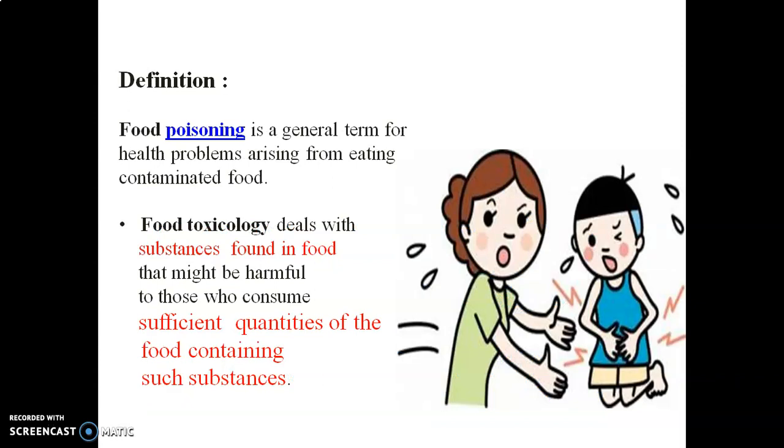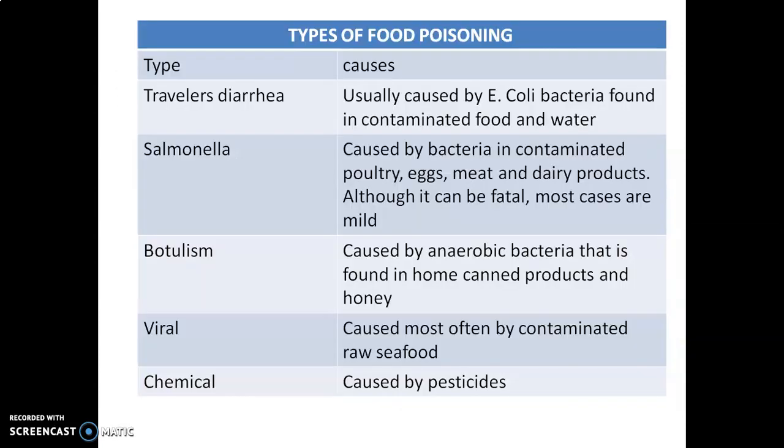Food poisoning is a general term for a health problem arising from eating contaminated food, whereas the branch food toxicology deals with the substances found in food that might be harmful to those who consume a sufficient quantity of the food containing the substances. Let us see various types of food poisoning. We have different types and causes.